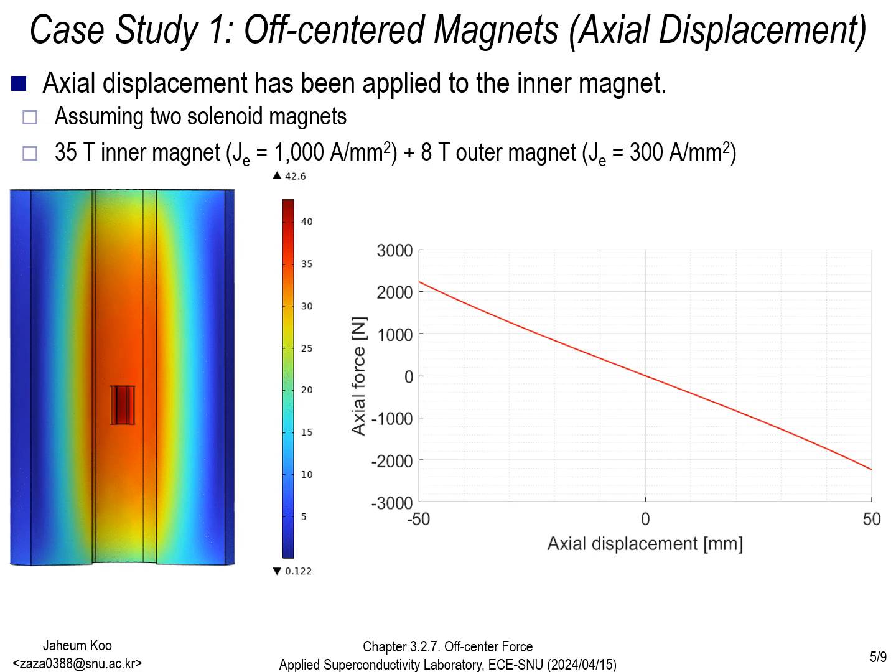In this case study, let's visualize off-center force by considering a scenario with an external magnet producing 8 Tesla and an internal magnet producing 35 Tesla. We will examine what happens when the internal magnet is displaced axially. The case study features a graph that displays the axial forces exerted on the internal magnet as it is moved. In high magnetic fields, a 5 cm displacement can result in off-center forces of several kilonewtons. This significant force from such a small displacement illustrates the sensitivity and potential challenges in managing magnetic systems in high-field environments.